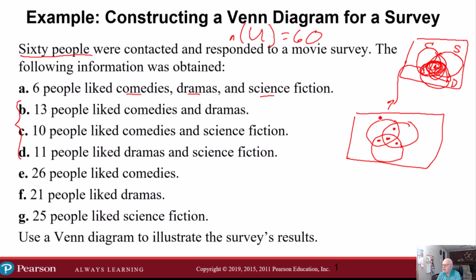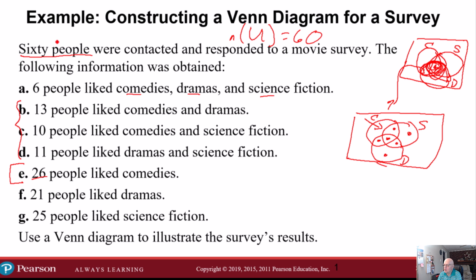Then you'll look at the individual comedies, science fiction, and dramas, and take these 26 like comedies. So you've already got 3 pieces of the comedies. You'll add those up, subtract it from the 26 to see how many people only like the comedies. Then you'll do the same thing for the dramas. You've got the dramas, you've got 3 pieces. This is 21 altogether, so subtract, and you'll get this number. Same thing with the science fiction, you'll get that number.